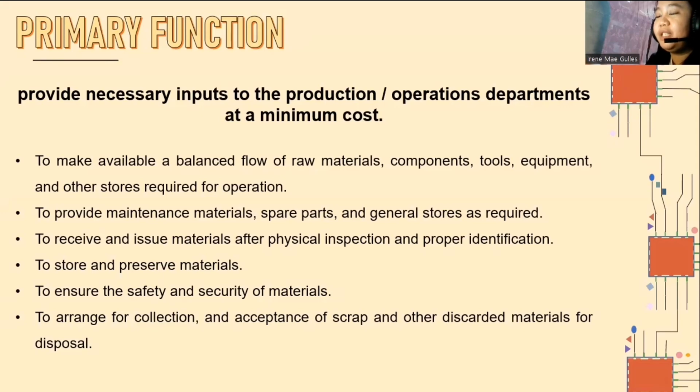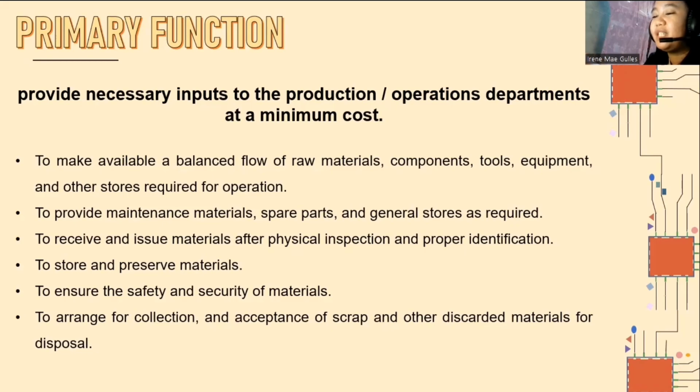The main objective of the store in its primary function is to provide necessary inputs to the production and operations department at a minimum cost. To ensure this, the following activities are to be performed. First is to make available a balanced flow of materials, components, tools, equipment, and other stores required for operation. So the first objective is to ensure an uninterrupted supply of stock. In short, establish a supply chain that is both secure and delivers stock on time, every time. If you don't have stock to sell, everything else falls apart.